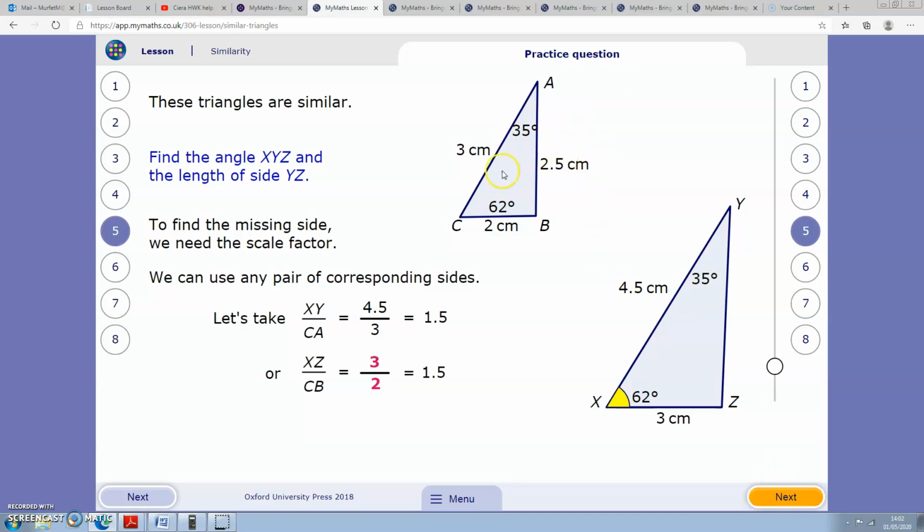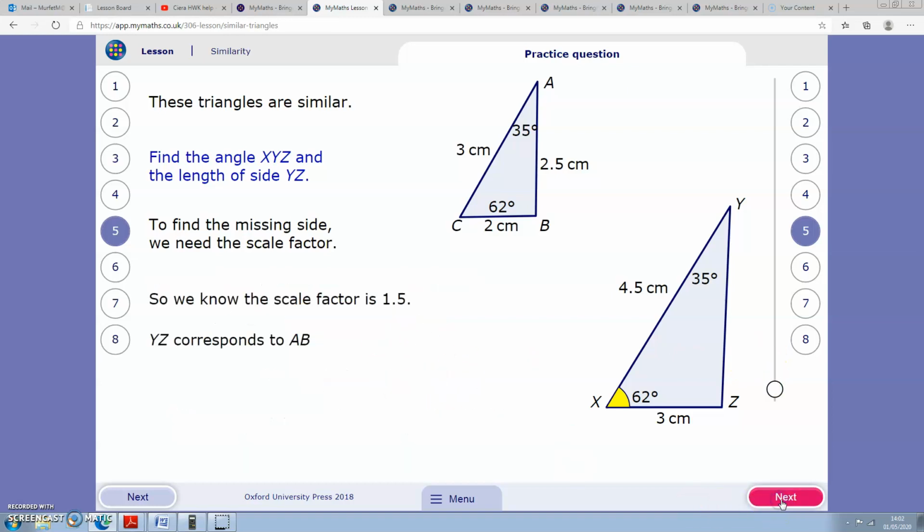So this is my smaller triangle. I'm going to go to here, so I'm going to multiply it by my scale factor. 2.5 times 1.5 gives me 3.75, and that is the length of YZ. 2.5 times 1.5 equals 3.75.